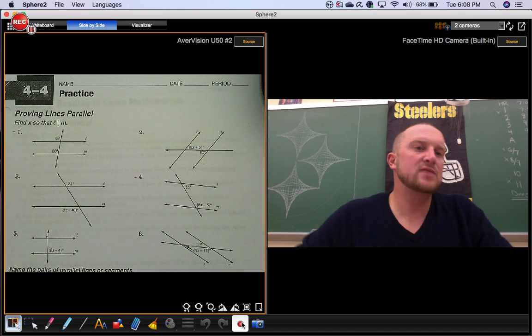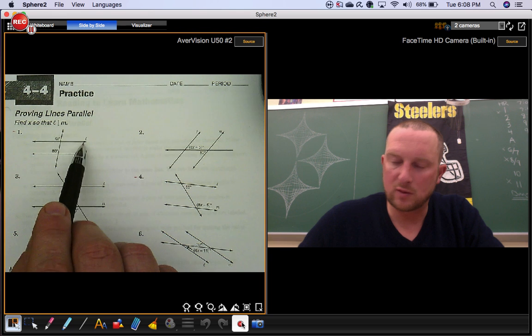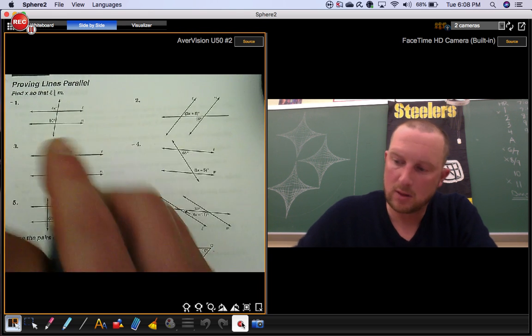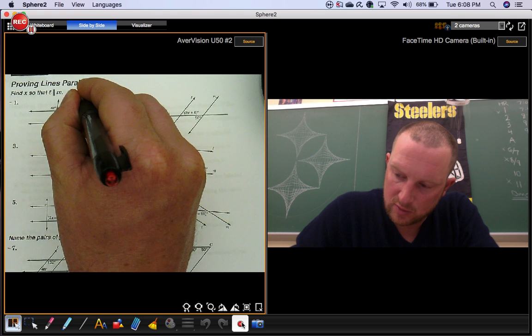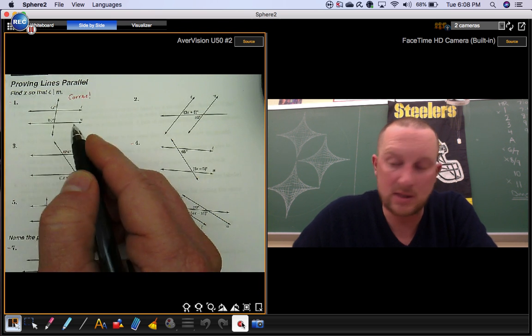This is the practice page for section 4.4. We're going to find a value of x that makes the two lines, L and M, parallel. That's what that says. These are corresponding angles. Corresponding angles need to be the same if you want lines to be parallel.